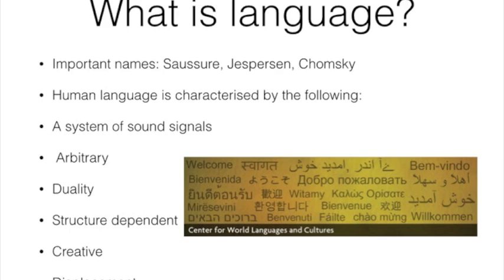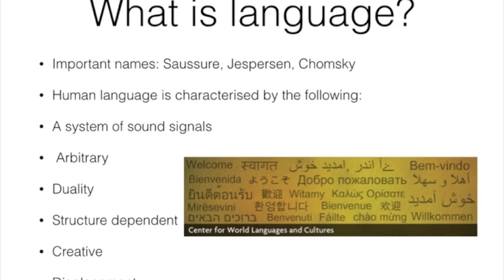So here you already have some main figures that marked the study of language, okay? Saussure, Jespersen, and Chomsky, and we're going to refer to them later. What does Saussure say? What does Chomsky say, Jespersen say? Main ideas of each one of them, okay? But just referring to the fact that these are the main figures that investigated language and gave good theories about that, okay?